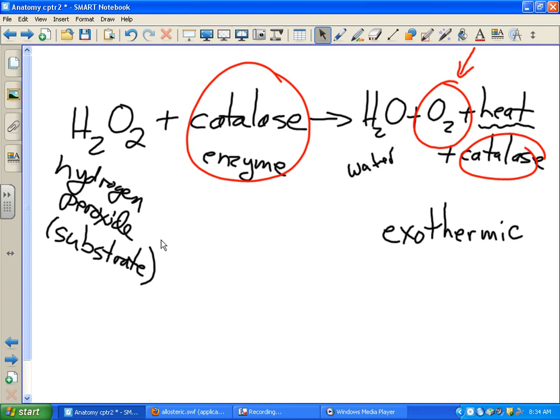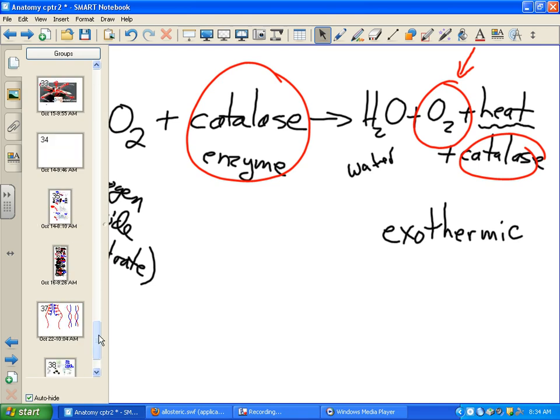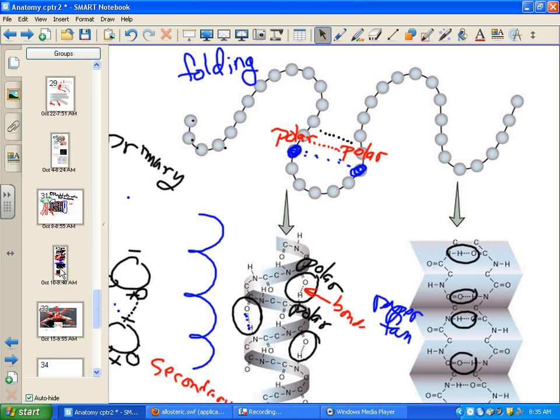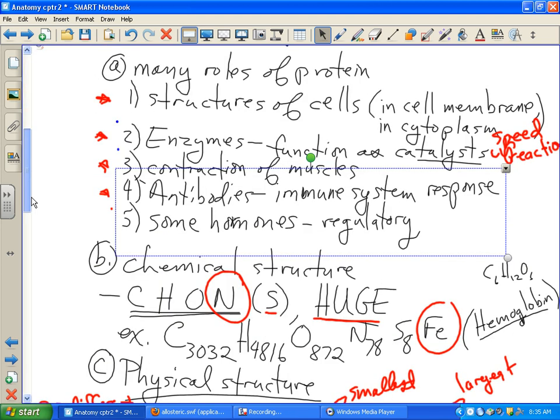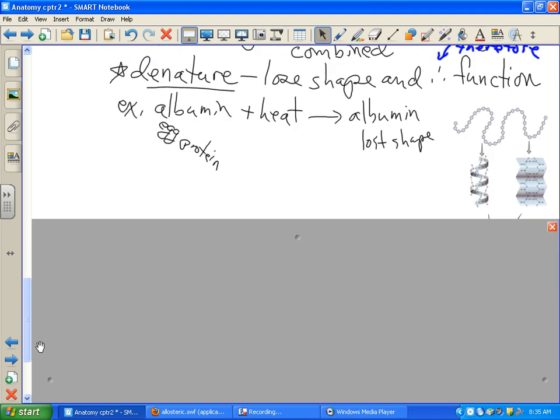Okay. All right, so let's finish up enzymes and talk about those just a little bit. All right, so we had the four shapes. If we denature a protein, and we just tested this with the boiled liver, it basically loses its job, it loses its shape, it doesn't attach to things like it used to, and so therefore it doesn't really have a function anymore.